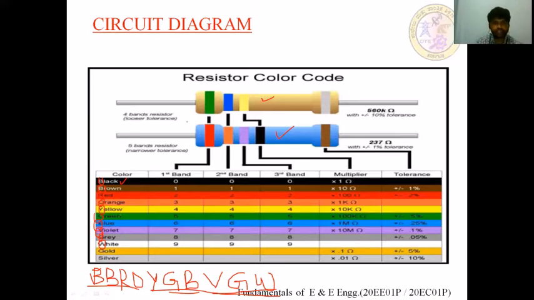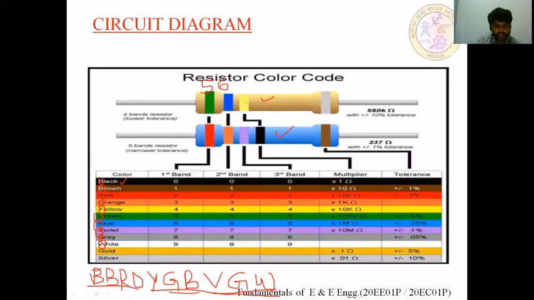For example, I will consider the 4-band resistor in this figure. The first color is green, right? So green means the value is 5. So you have to write the 5 here. Next is blue color. The blue color has a value 6. Next we have to write the 6.